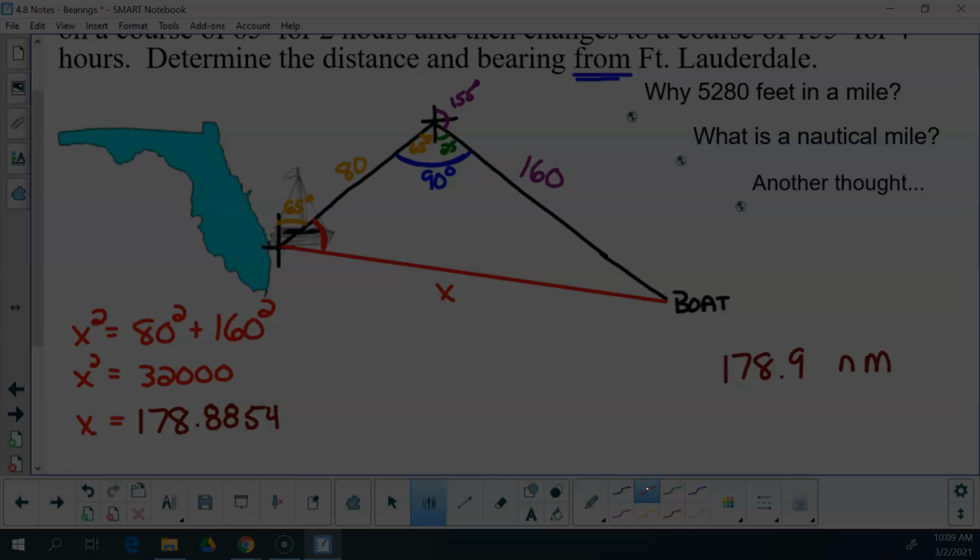Let's call this angle F. That's for Fort Lauderdale. Okay. So the tangent of angle F is going to equal the opposite side, 160, over the adjacent side, 80. So angle F is going to equal the inverse tangent of 2.